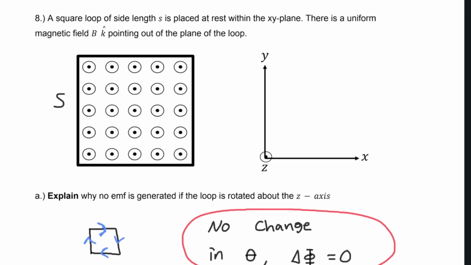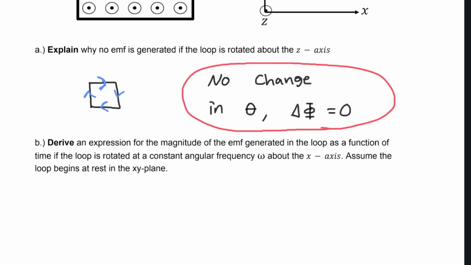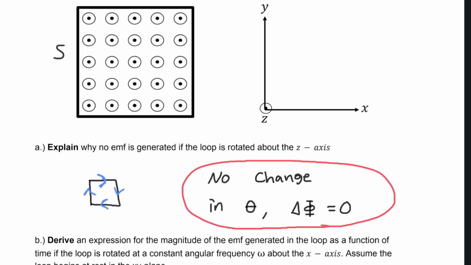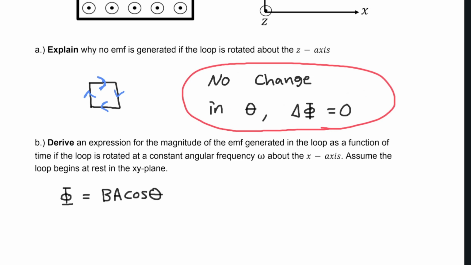But there would be an EMF if we rotate in any of the other two directions, because then we start to get the field actually rotating. So to do that, we're just going to write our general expression for magnetic flux, because now the angle matters. So flux would be B times A times cosine theta. And the loop is being rotated at a constant angular frequency omega, doesn't matter if it's the x or y, it just can't be the z. Assume it begins at rest in the xy plane.